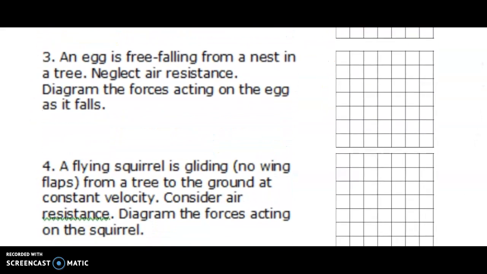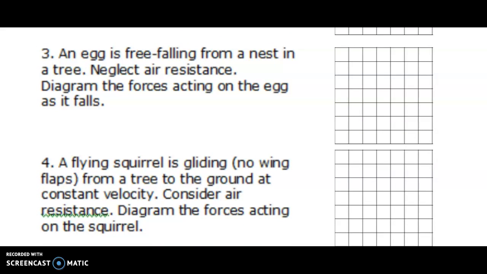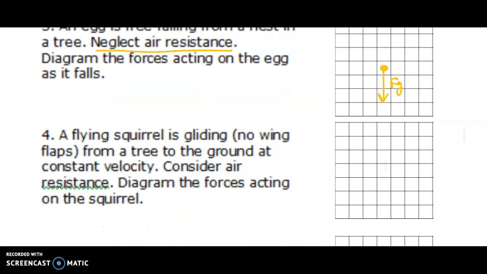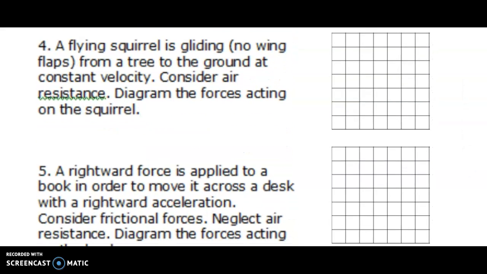In number 3, an egg is free falling from rest in a tree. Neglect air resistance, diagram the forces. So let's say this is the egg right here, and it says it's free falling. Now that's not just chit chat. That's something that means something to us. The only force acting on it is the force of gravity. So that's it. Particularly when we're neglecting air resistance. They didn't have to say that, did they? Because free falling means neglect air resistance.